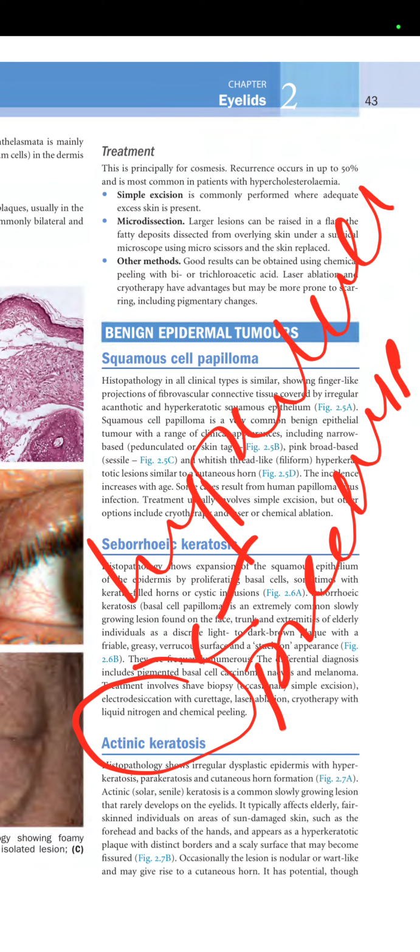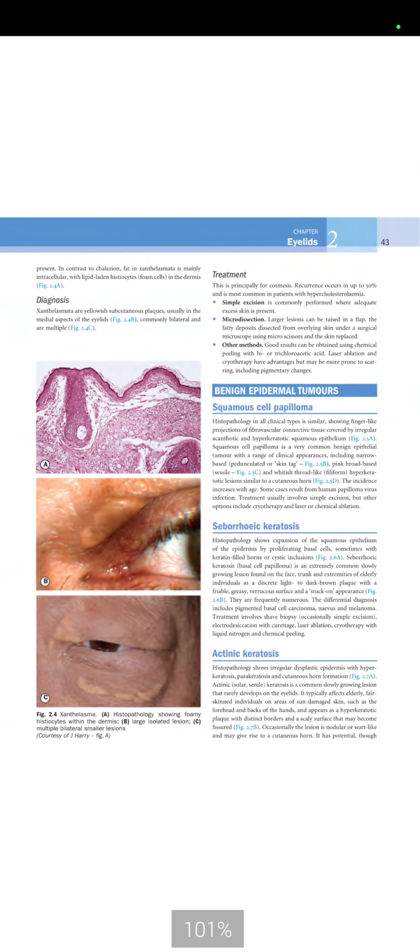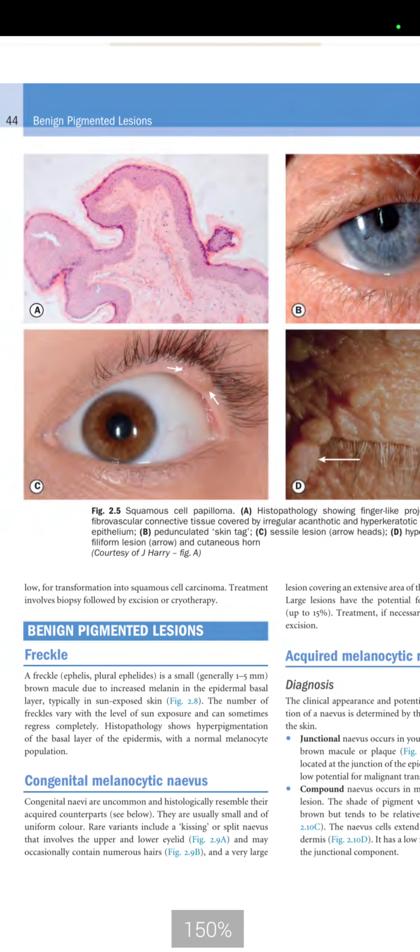Occasionally the lesion is nodular or wart-like and may give rise to a cutaneous horn. It has potential for transformation into squamous cell carcinoma. Treatment involves biopsy followed by excision or cryotherapy.